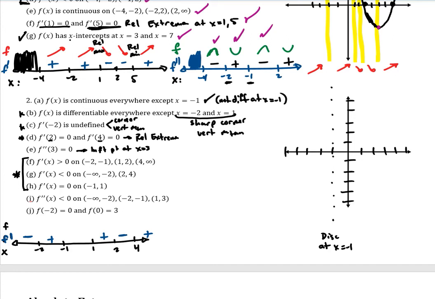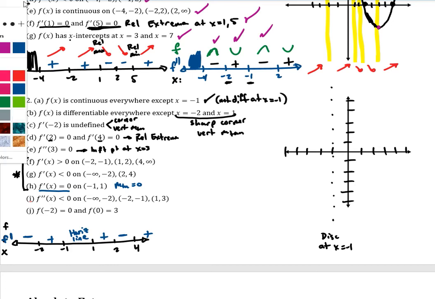And then this third one is on an interval as well, where f prime of x equals 0 would mean that our slope is 0. M tan is 0, which means we have a horizontal line in this segment.